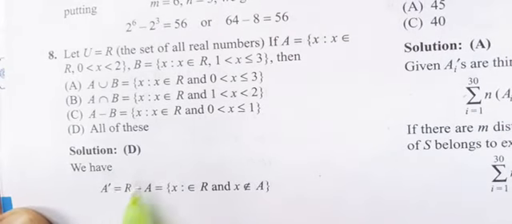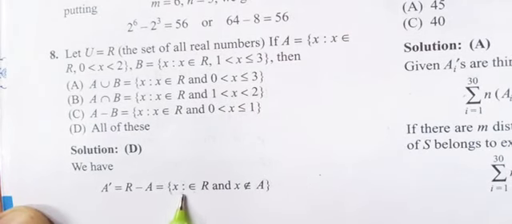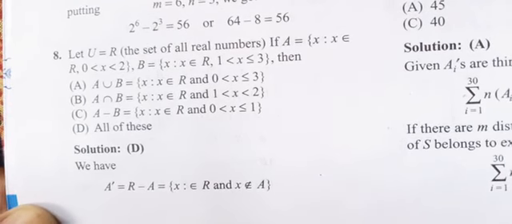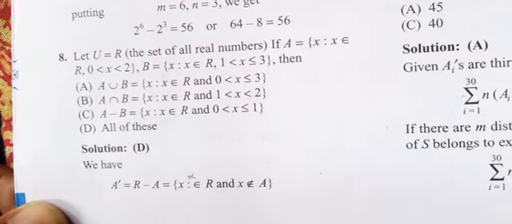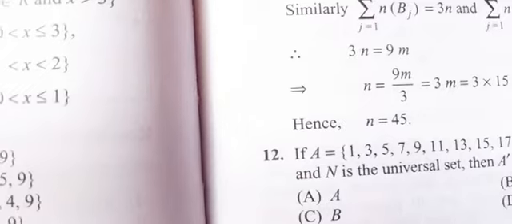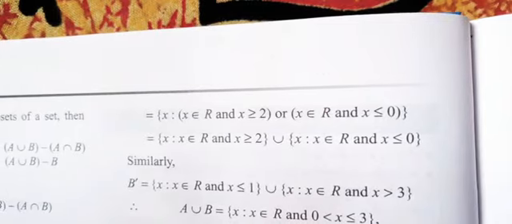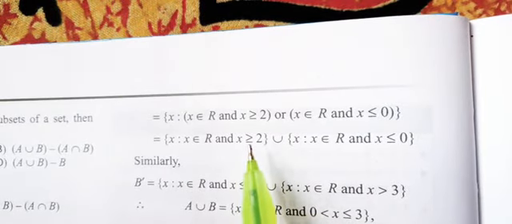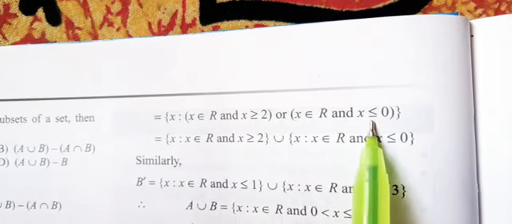A is equal to what is given here. Now A prime is equal to R minus A. That means X such that X belongs to R and X doesn't belong to A. Next, it is given here that X such that X belongs to R and X greater or equal to 2, or X belongs to R and X less or equal to 0.